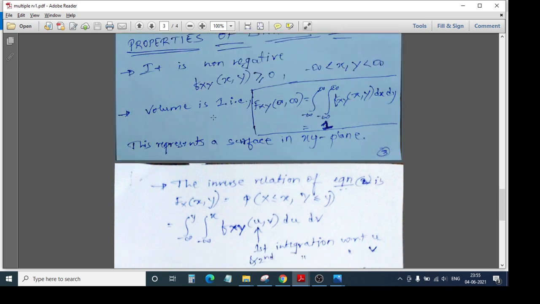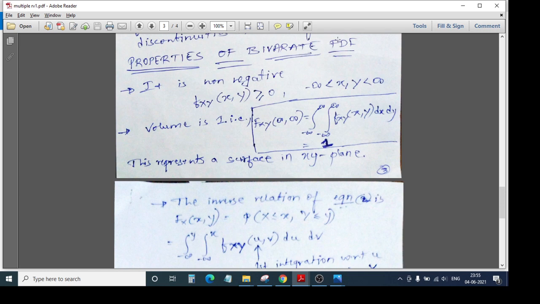Another major property of your PDF is, if you remember from single random variables, that the area under the curve of a PDF is always equal to 1. Now the same thing is represented here. Instead of area, we speak of volume. Why volume? Because we are speaking of the XY plane. So always remember, for a bivariate PDF, the volume will be equal to 1.